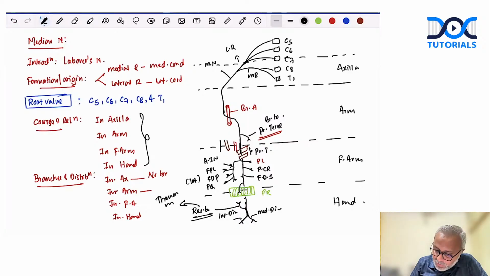What is the fate of the lateral division? The lateral division will give rise to three proper digital nerves. So proper digital nerves are given off to what fingers? The lateral side of the thumb, medial side of the thumb, and lateral side of the index finger.